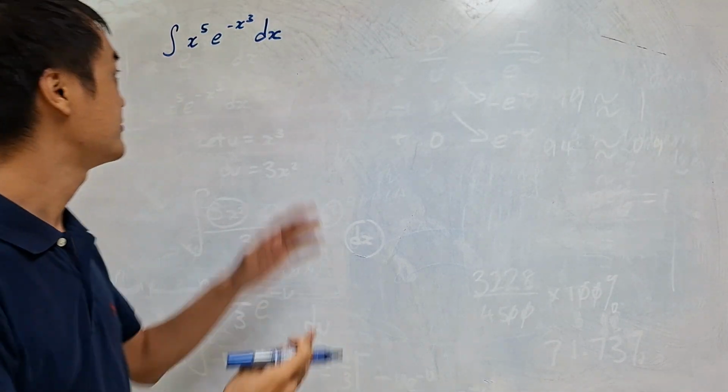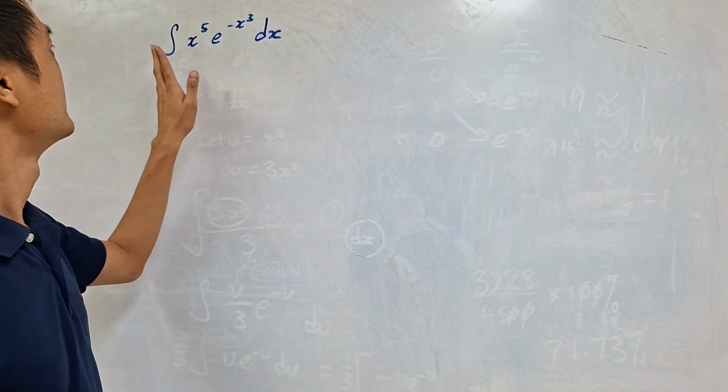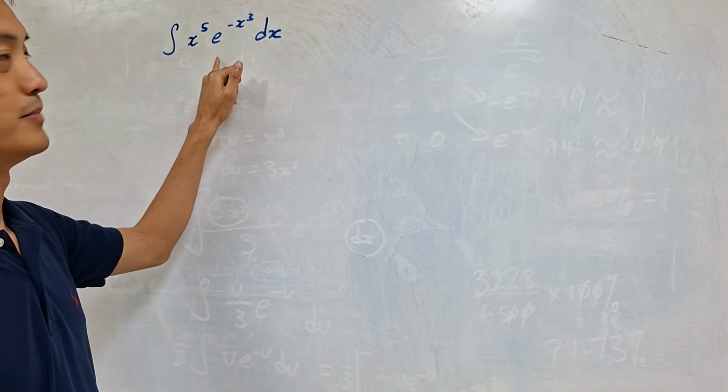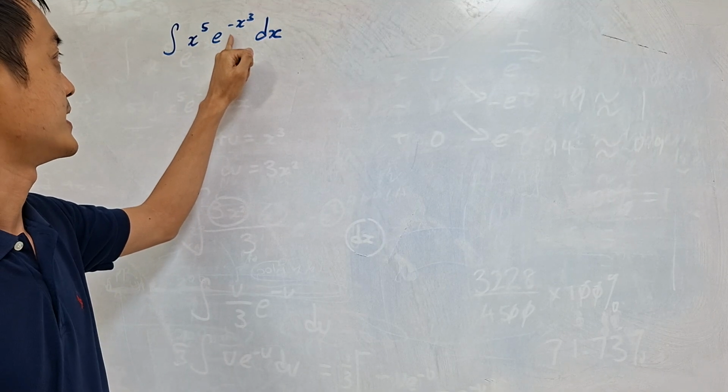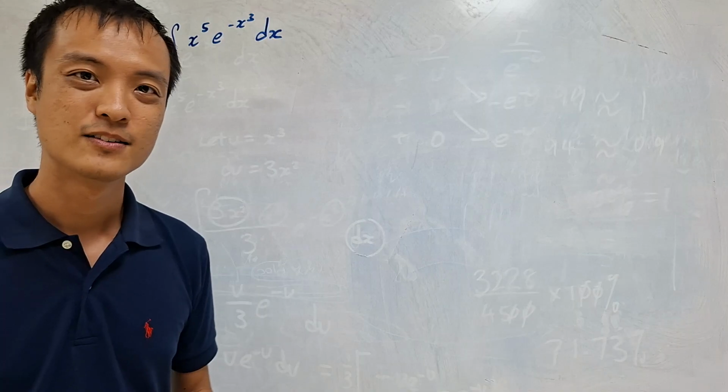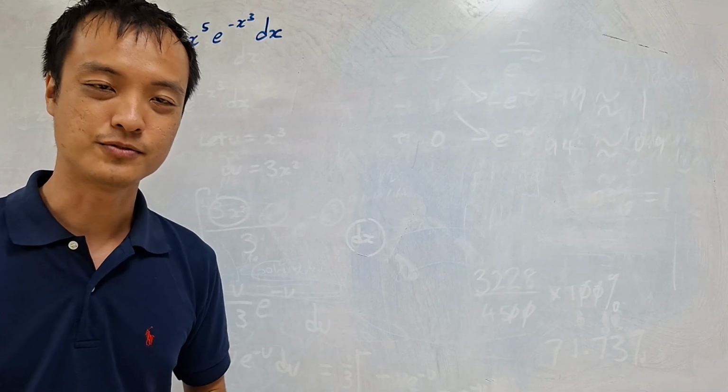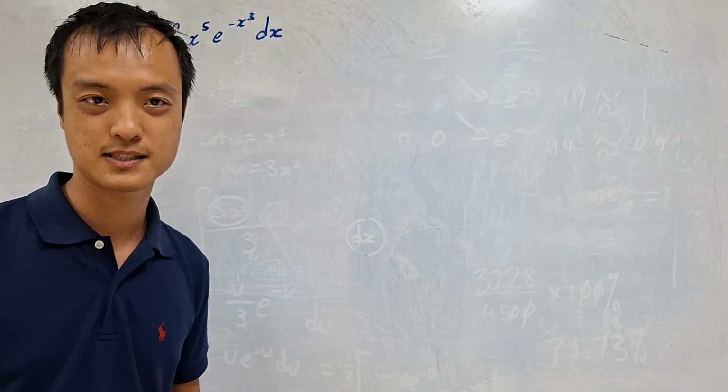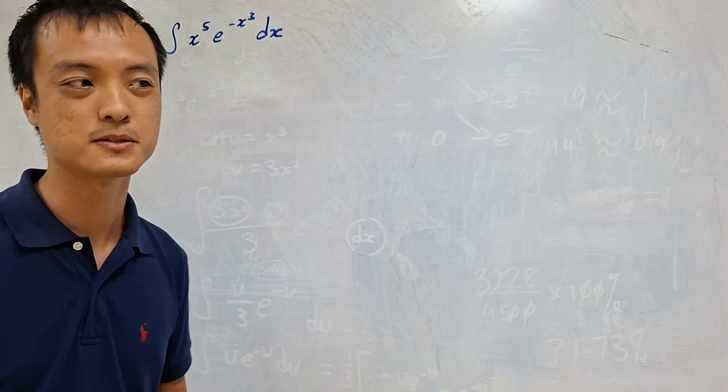Hi everyone, we are given this equation to solve. The integral of x to the power of 5 multiplied by e to the power of minus x cubed dx. What method should I use to solve for this? Should I use integration by parts or should I use substitution?